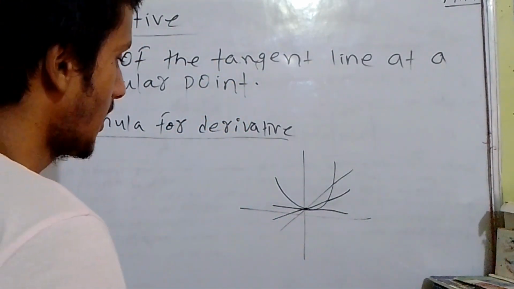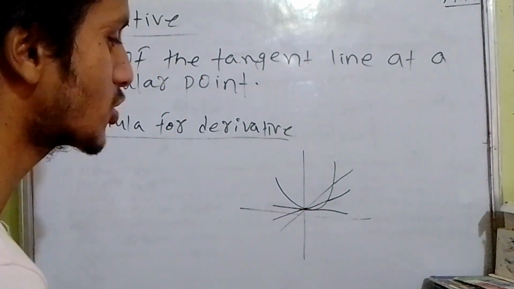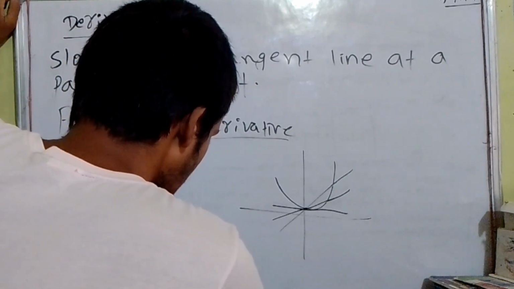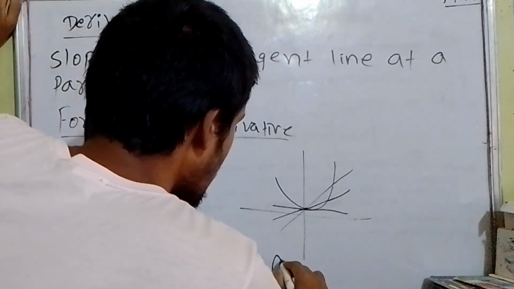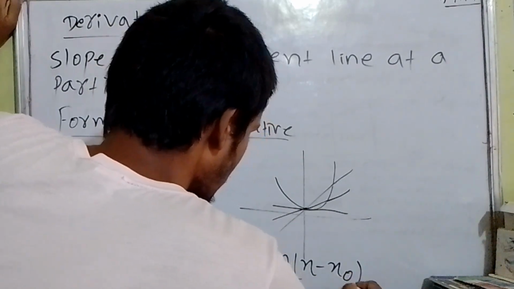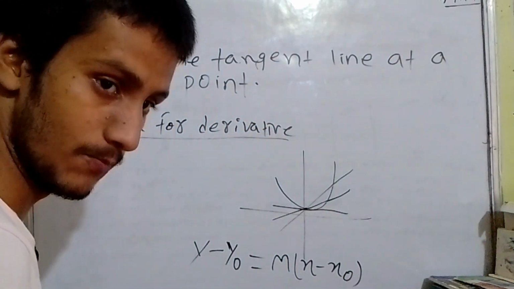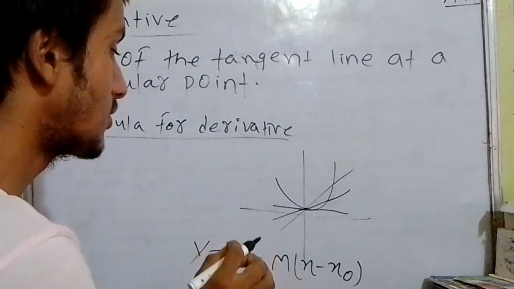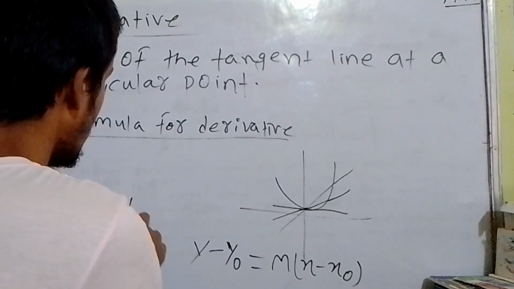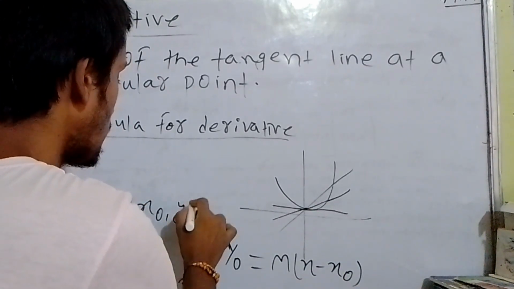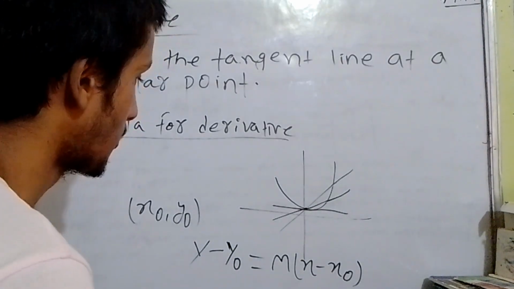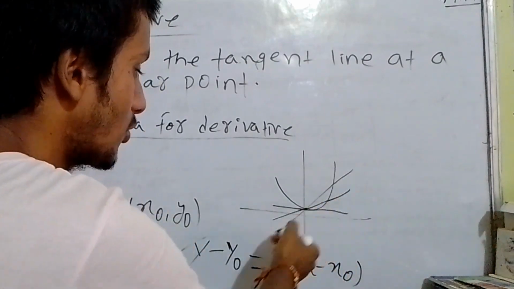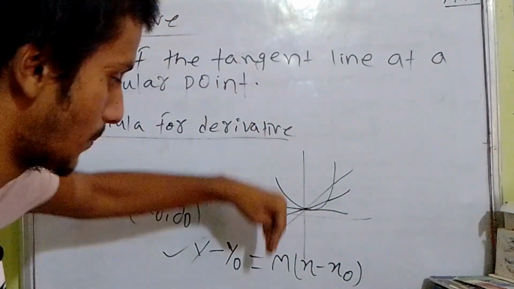The slope of the tangent line is the derivative. Now first of all, what is the equation of the tangent line? It is y minus y naught equals m times x minus x naught. This is the equation given a particular point which lies on the tangent line. The point is (x naught, y naught), which lies on that line. This formula can also be used for secant lines. If you know the slope of the secant line, you can plug it in.